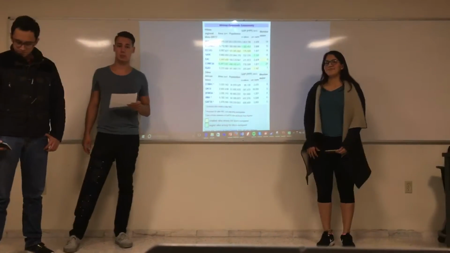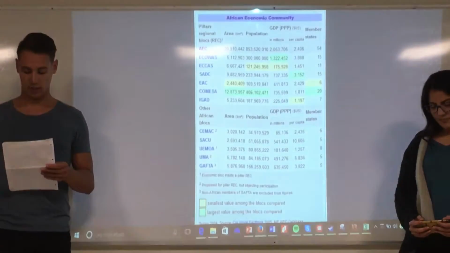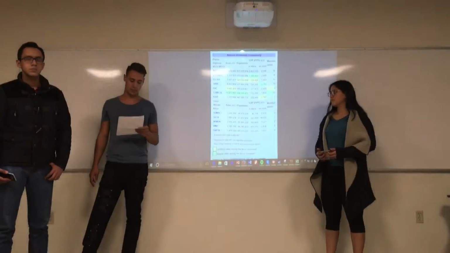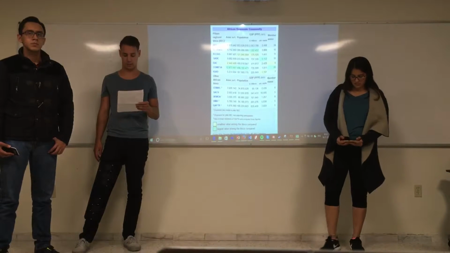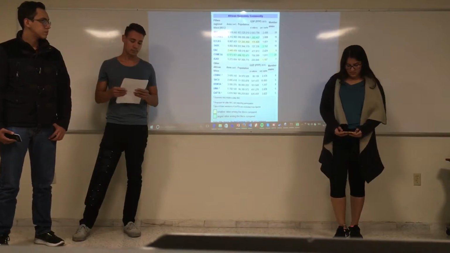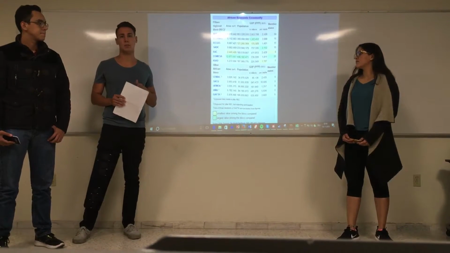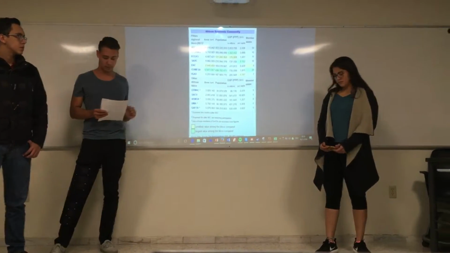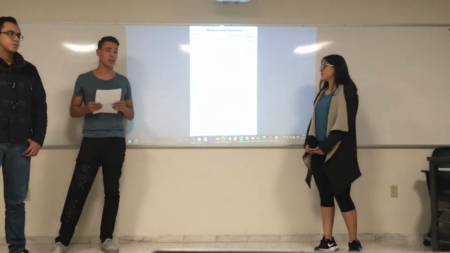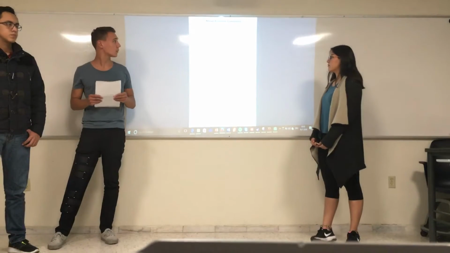Some of the objectives of the African Union are to achieve greater unity and solidarity, as well as establish peace on the whole continent. Also, to accelerate political and socio-economic integration of the continent, and many more. So now, in the table you can see the different African regional blocs. Each of them has its own free trade zone, and some countries are part of more than one regional bloc. So, next slide please.